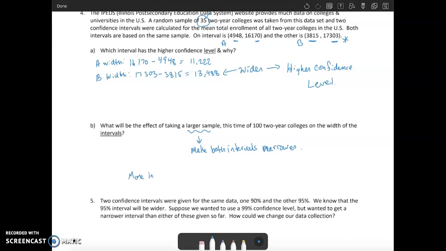Remember that more information allows you to be more precise and allows you to kind of zone in around that true parameter better.